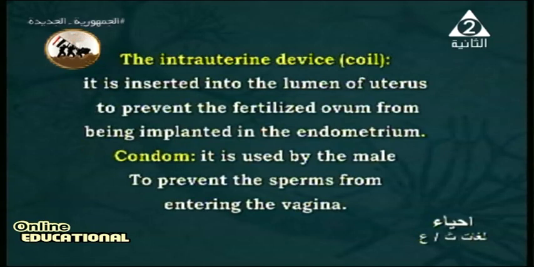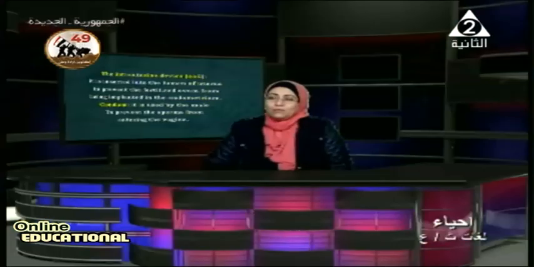The intrauterine device or coil is inserted into the lumen of the uterus, in the cervix, to prevent the fertilized ovum from being implanted in the endometrium. It means the ovum is not found inside the uterus.